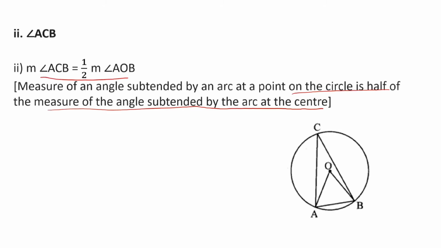Now I know the measure of angle AOB. It's 60 degrees. So what will we get over here? Measure of angle ACB equals half into 60. Now cancel 60 by 2. We will get 30 degrees. So we got the measure of angle ACB as 30 degrees.